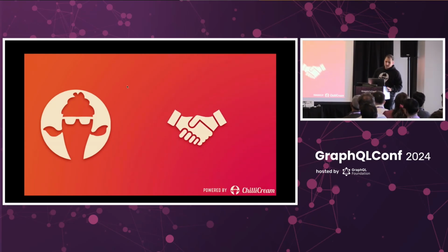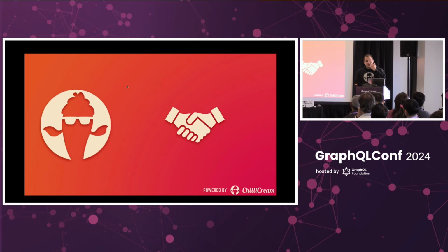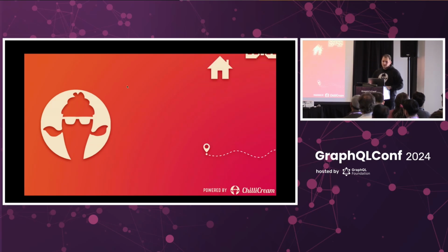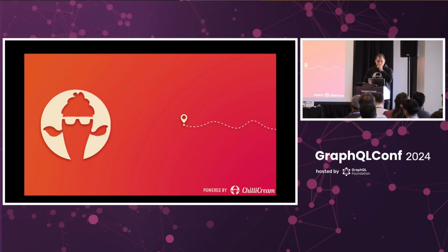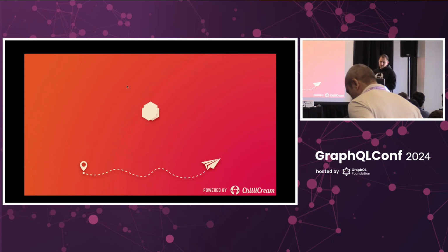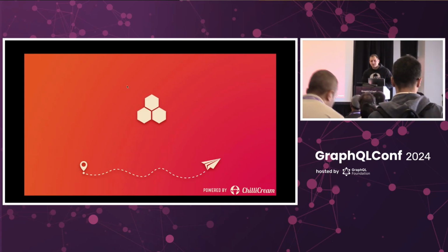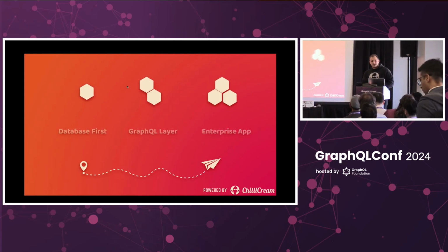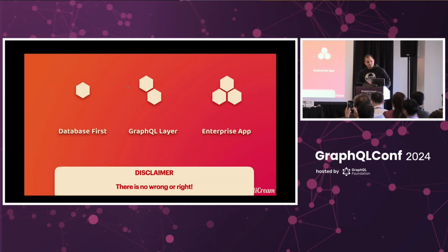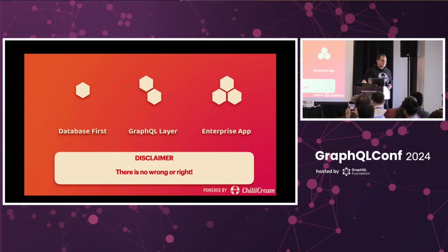We also work together with a lot of companies, a lot of enterprises of any size, small companies, big companies, and help them along in their GraphQL journey. Over the last couple of years, we have seen a lot. We have seen a lot of patterns that repeat itself across different companies. And today, I want to talk about database first, GraphQL layer, and enterprise app, which are three patterns that we have seen in companies.